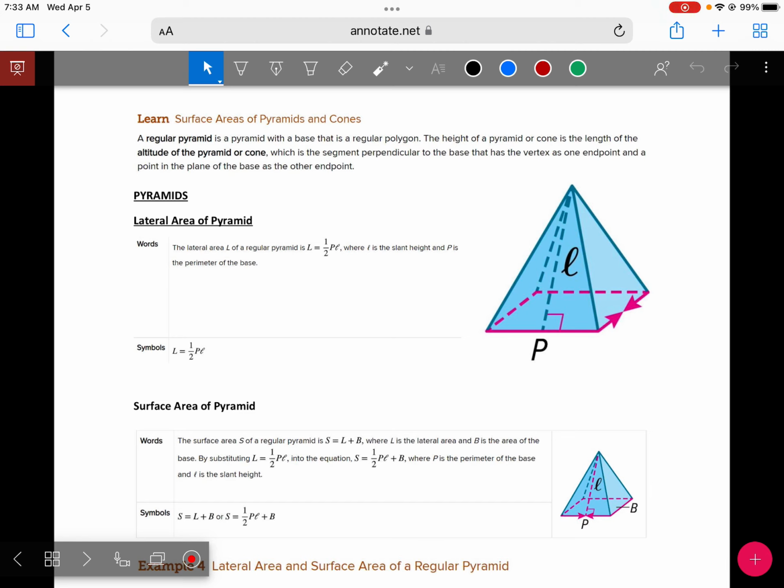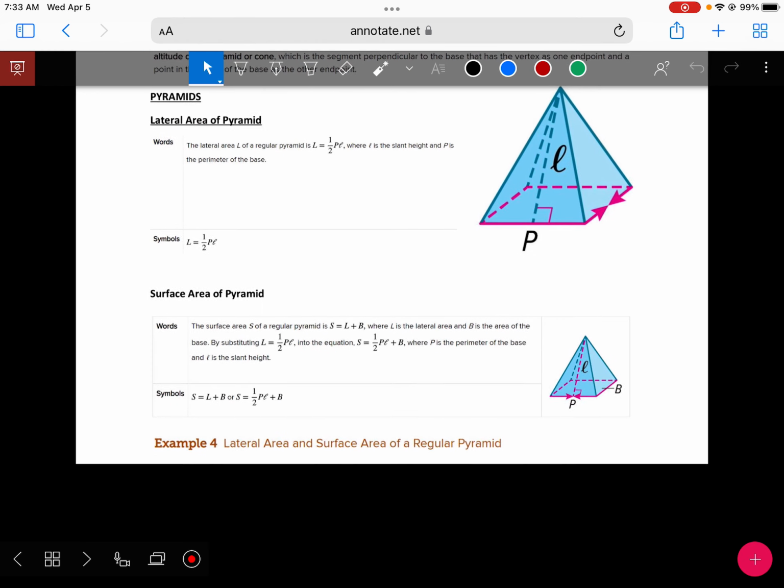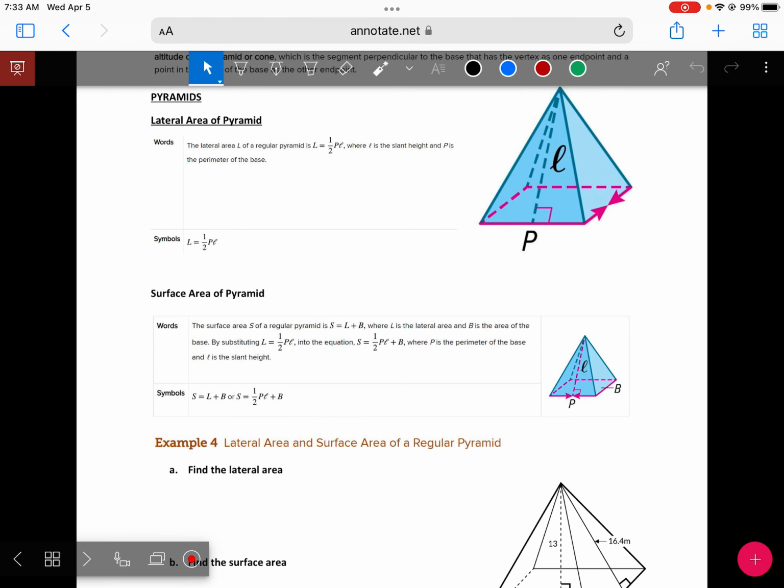So we're talking about surface areas of pyramids and cones. What's the big difference that you notice between what looks like a pyramid or what you know to be a cone compared to a prism? Here's a pyramid right here, like the Egyptian pyramids that you've probably seen. Here's an ice cream cone.